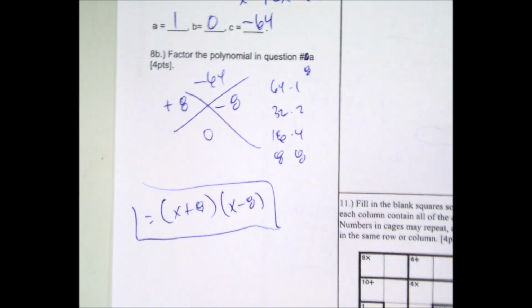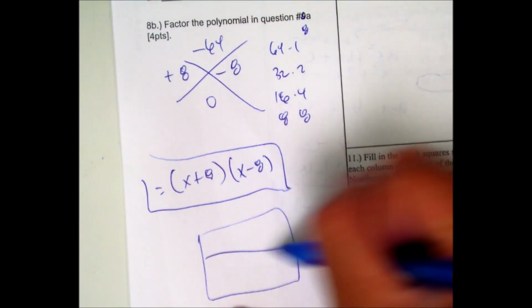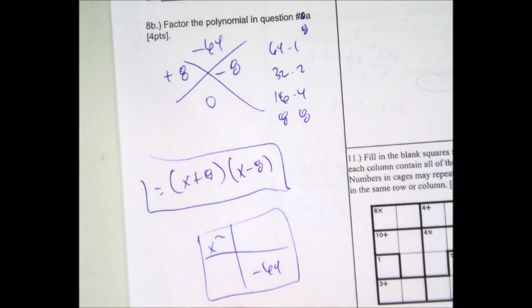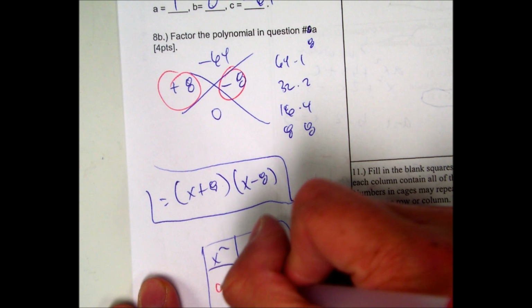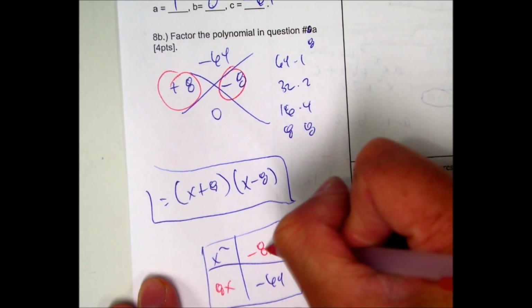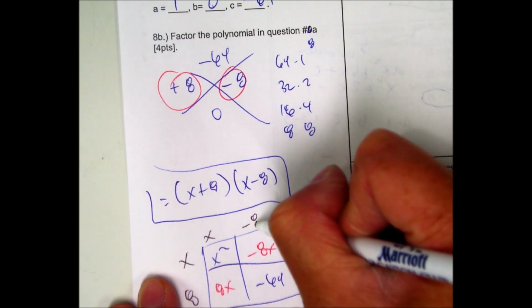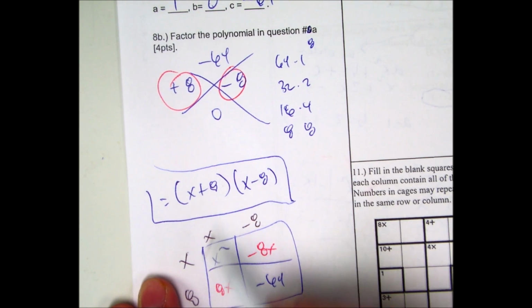And if you're putting that into the box, it's the same thing. x squared, negative 64. Then you just put in these two numbers that we just put into the x. So I have 8x, negative 8x. So that's x, x, 8, and negative 8. And you'll notice they're there and there. Okay?